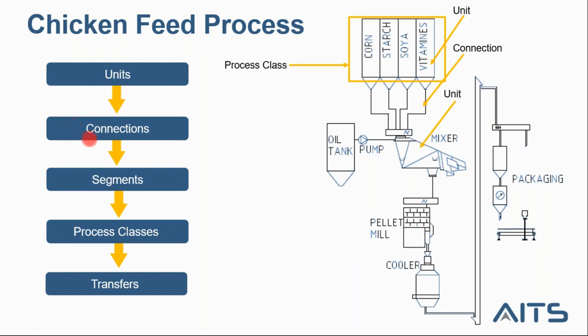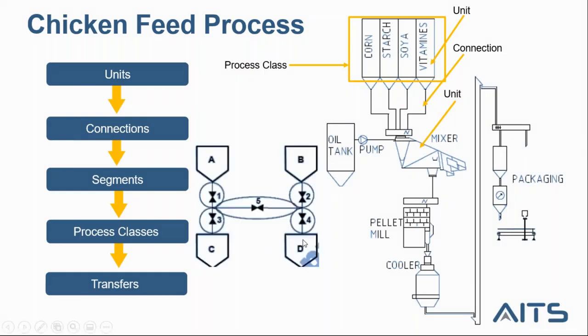Then we will configure the connections. The connections are the path where the material is transferred between 2 units. For example, we have 4 different connections between each of the 4 storage tanks of raw material and the mixer. We have a connection between the mixer and the pellet mill, the oil tank and the mixer, and so on. After that, we have the segments. The segments are part of the connections. As you can see in the picture, between the connection A and D we have 3 different segments: segment 1, segment 5, and segment 4. Between connection A and C, we have 2 segments, segment 1 and segment 3. But in our demo today, we will not have segments.